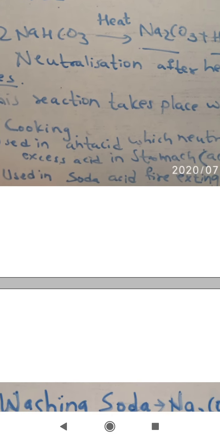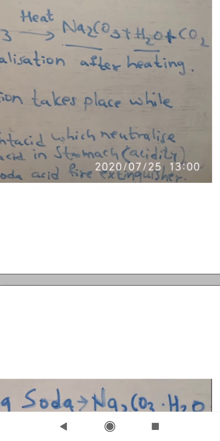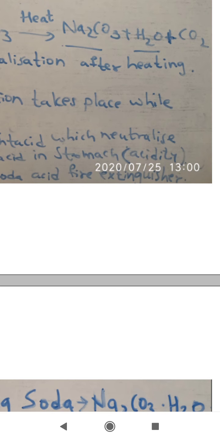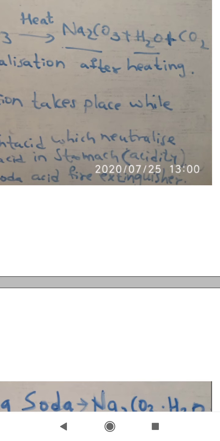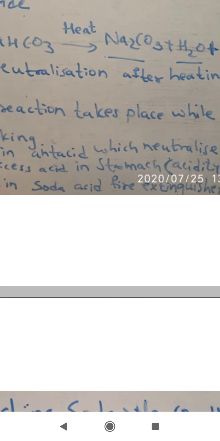And this is also used in soda acid fire extinguisher. That fire extinguisher will not allow the fire to spread, because carbon dioxide is coming out after it is heated. Whenever this baking powder is put on the heat, what is formed here? Carbon dioxide is formed. Carbon dioxide will not allow the oxygen to mix with the fire, and the fire will extinguish.